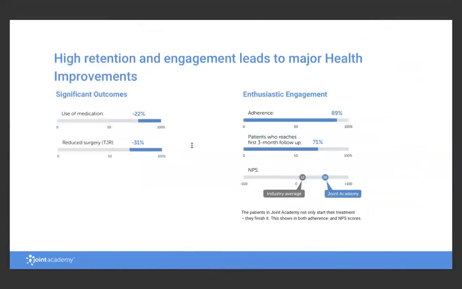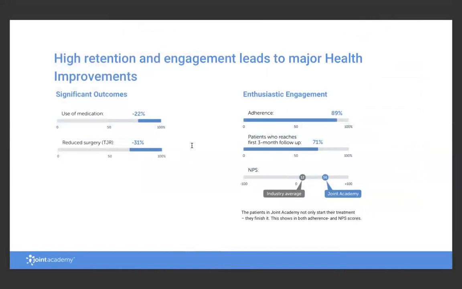So with the clinical program, there's a 20% reduction in medication use, again, usually opioids. We had a 22% reduction in medication use, again, usually opioids, and a 31% reduction in joint replacement. High adherence, so we can see when patients open their email, we can see when patients interact with the platform. So there was high adherence, there's high compliance, and the NPS score.